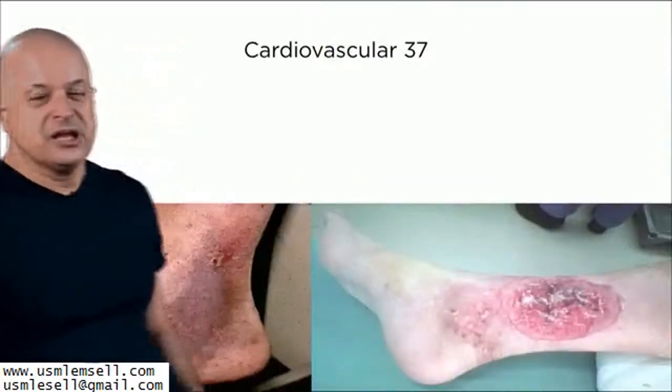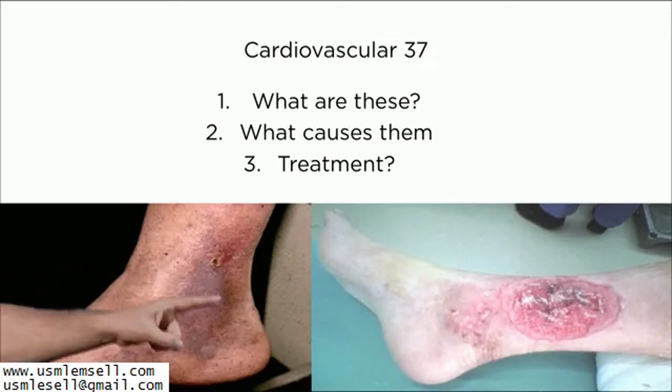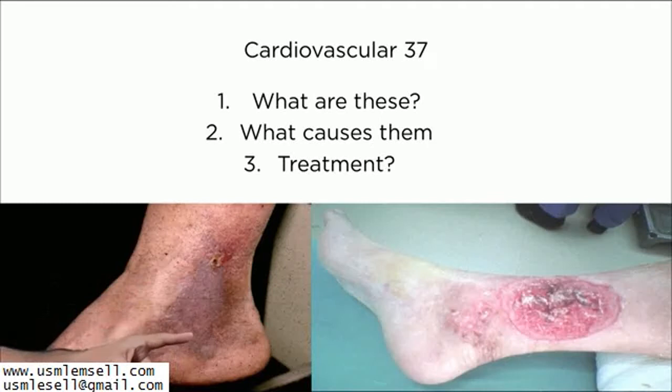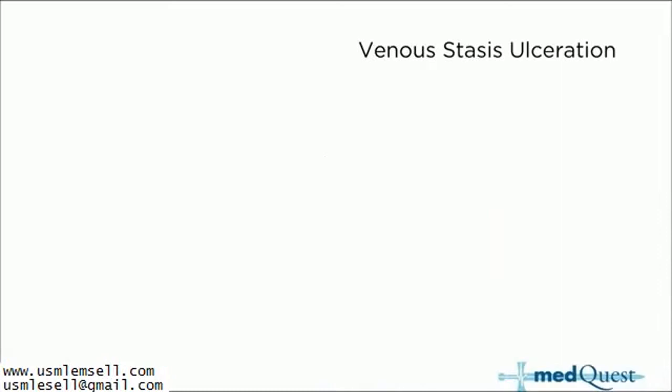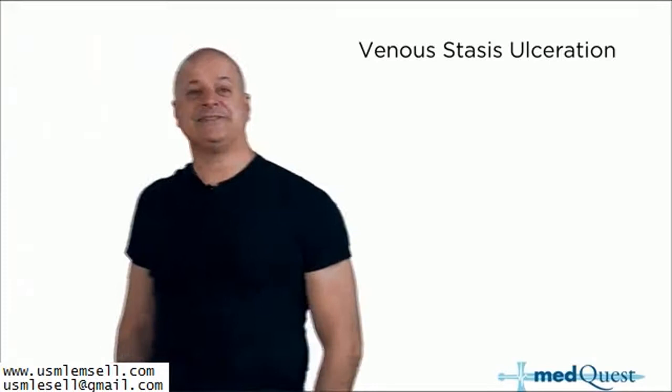There you go. What is this? Yeah, I know it's an ankle. Do you know what that discoloration is? That discoloration is blood pigment in your skin, hemoglobin in your skin. It's like tattooing. These are venous stasis ulcers, and this is chronic venous insufficiency.